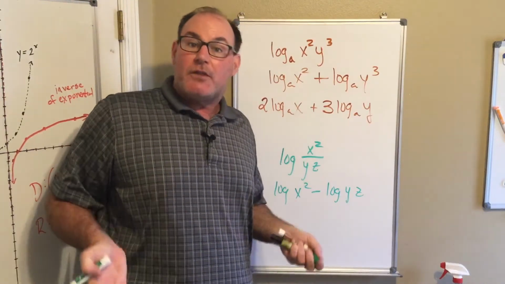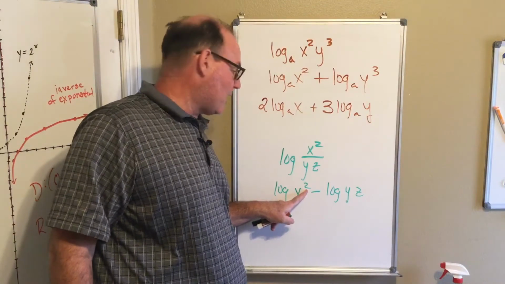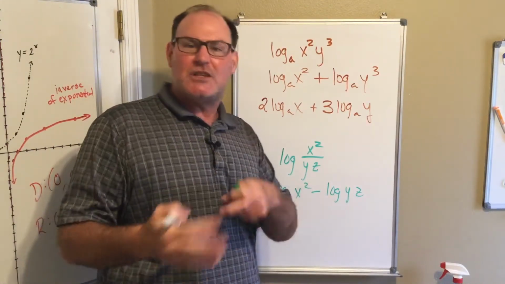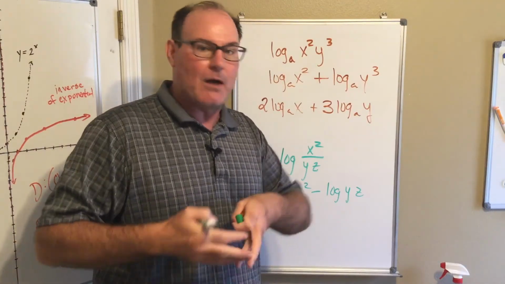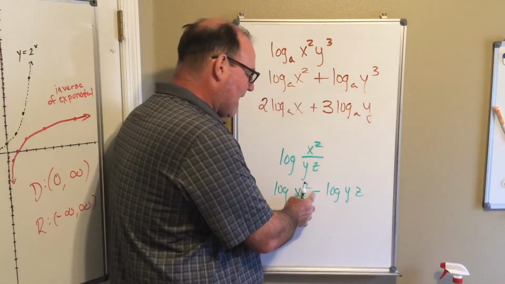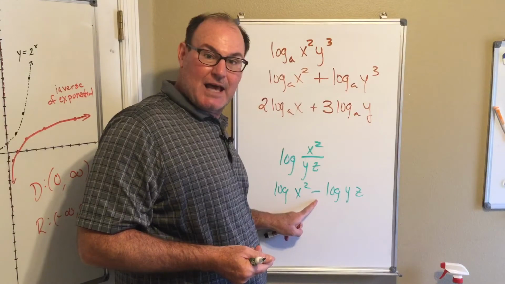So I've got two other properties to use here. I can use the power rule on this x squared. Then I've got to use the product rule. Now, one point of caution. I've mentioned this before to you in class, and I'll mention it again before we're done with our semester together. Whenever you have a minus in front of something, don't forget to distribute that minus sign.